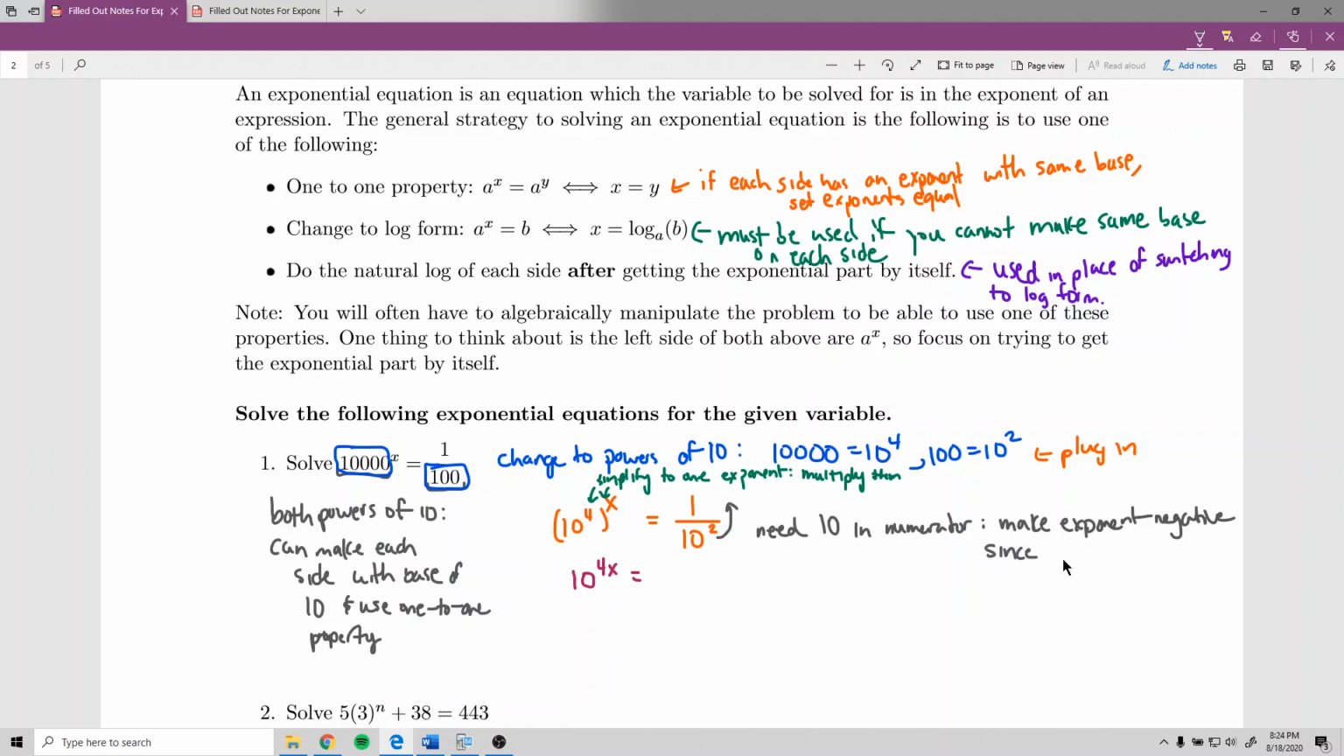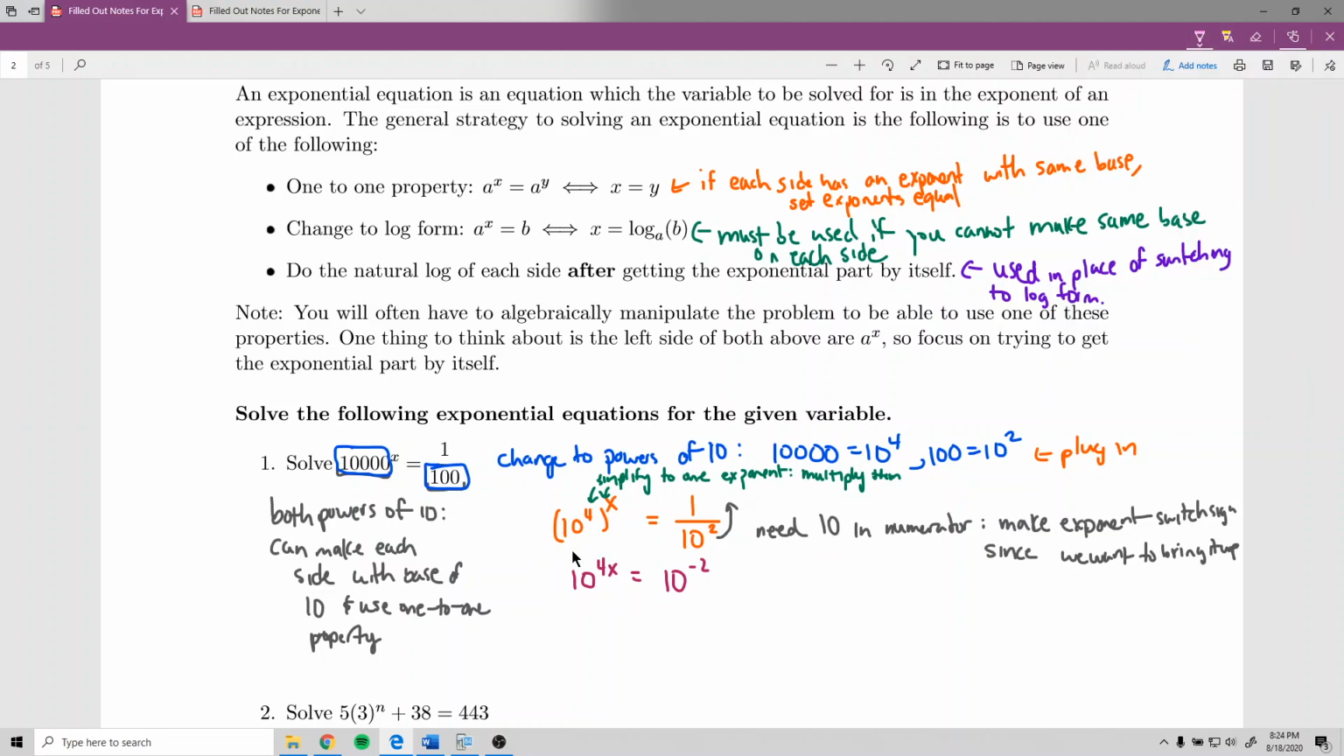Since we want to bring it up, let me rewrite this, because if yours is negative here, then when you bring it up, it would become positive. It switches sign. Right, so on the right side, 1 over 10 squared becomes 10 to the negative 2 power.